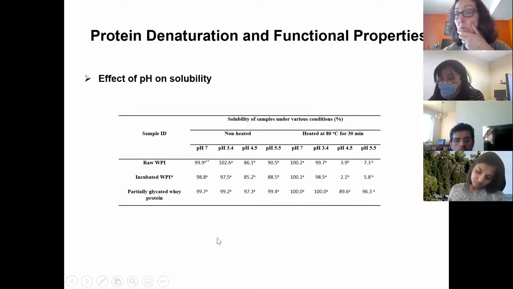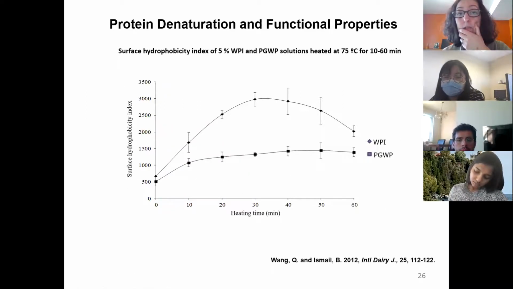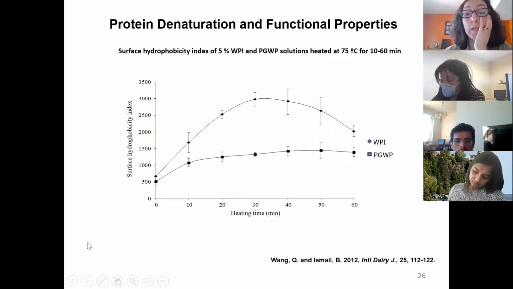So we tried to see what happened. Why did it remain soluble? So we looked at surface hydrophobicity. So again, I'm linking structure to function here. So what we did is we looked at the whey protein itself and then the protein that was glycated. And we looked at surface hydrophobicity over heating time, heating at, I believe, 75 over here. So we took 10 minute increments and we looked at surface hydrophobicity.